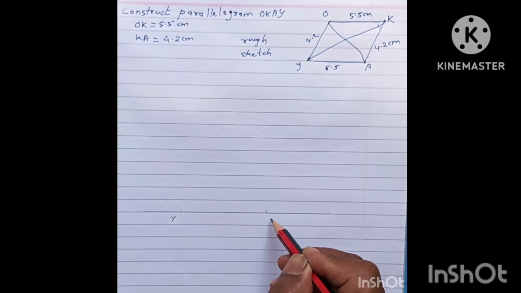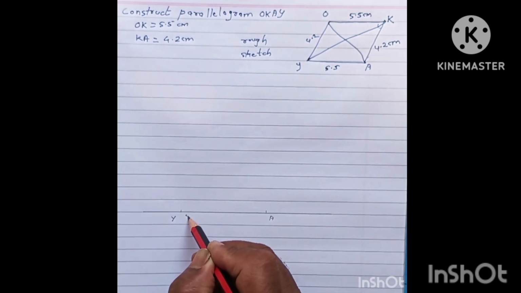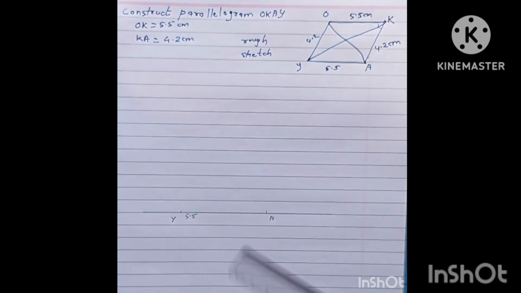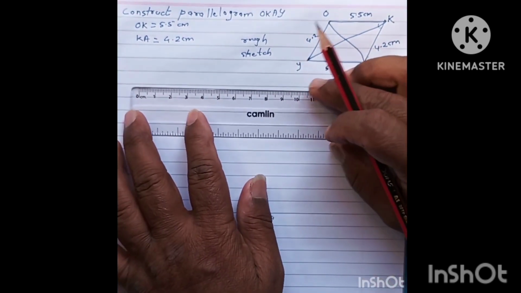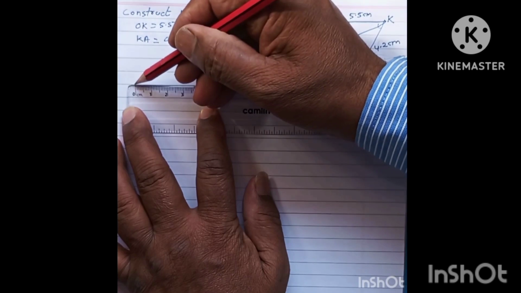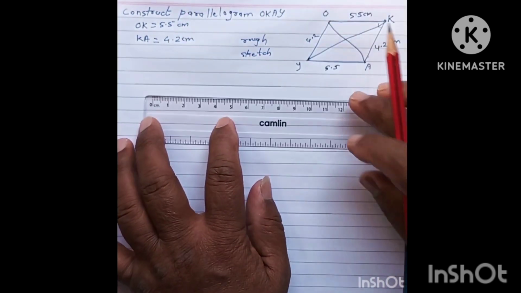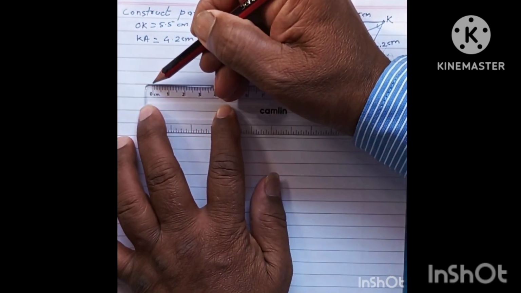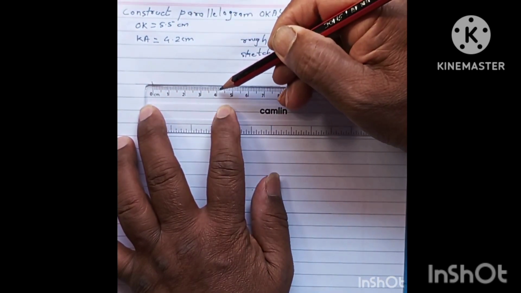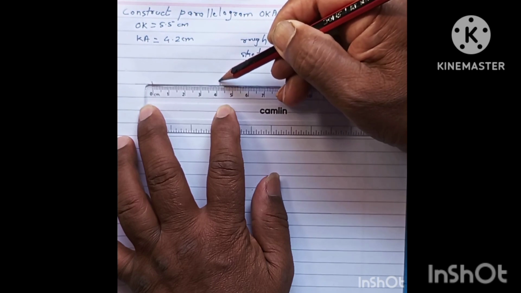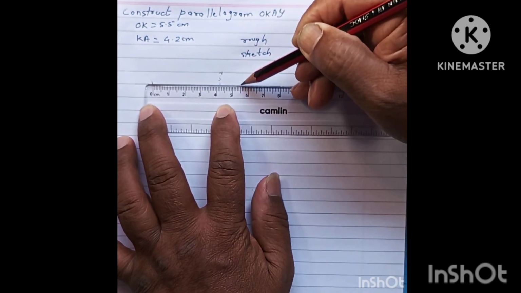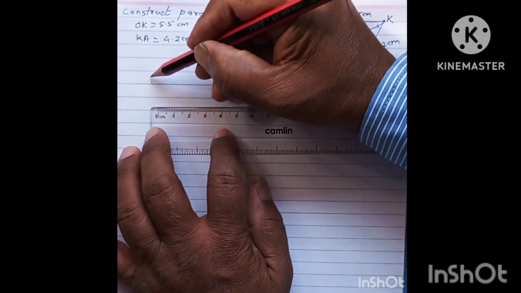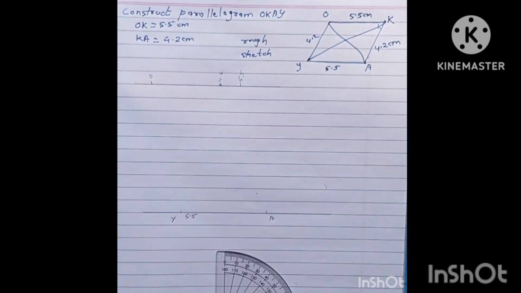Let's try to draw similar to the rough sketch so that you don't get confused. Now this is 5.5. Now this AK, we want the distance 4.2 centimeters, because K is at a distance of 4.2 centimeters from A, and similarly O is from Y. So let's take both these distances. 5.5 you may or may not need, but still you must have it.